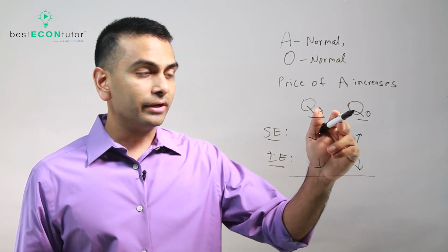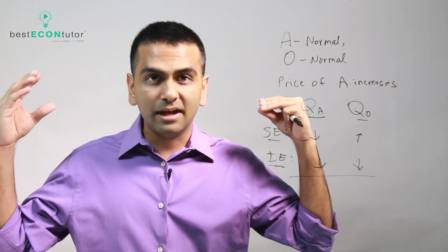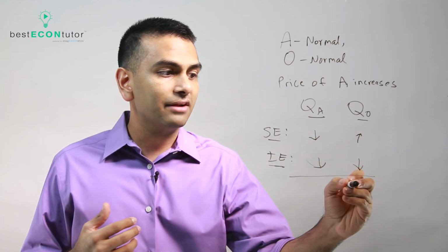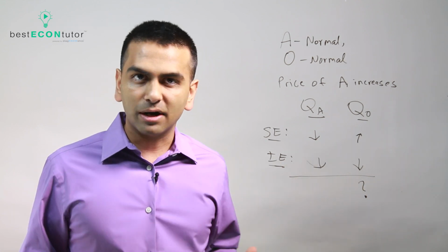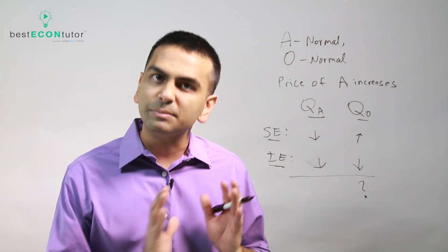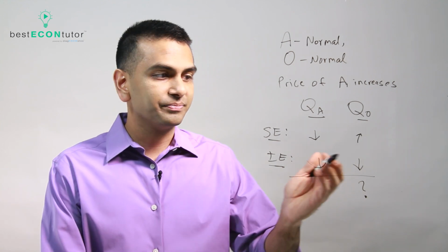For oranges, this guy's saying, buy more oranges. This guy's saying, buy less oranges. So you're kind of conflicted. So the amount of oranges you end up buying is actually ambiguous. Part of you is thinking, hey, apples are more expensive, so let me buy more oranges. And another part of you is like, I'm poor, I should buy less oranges.